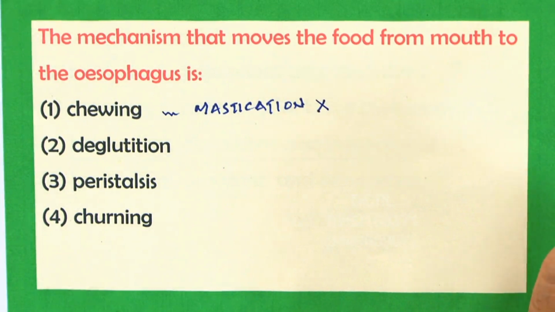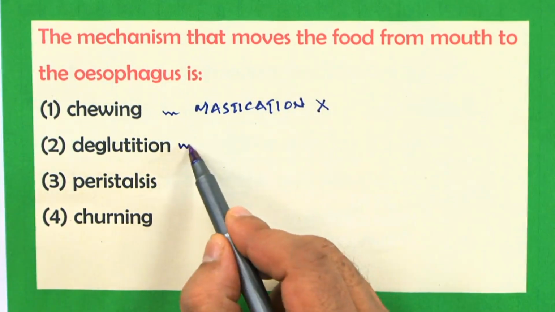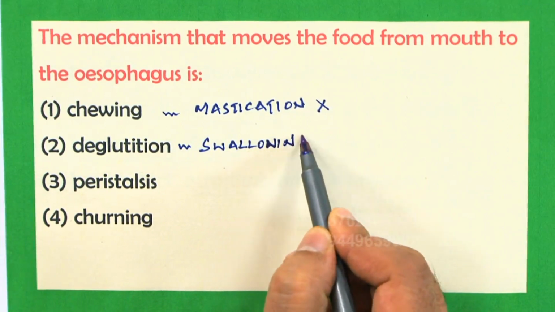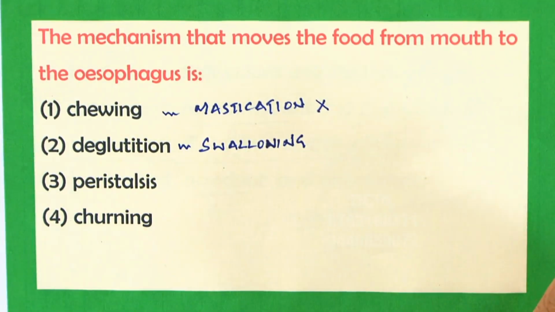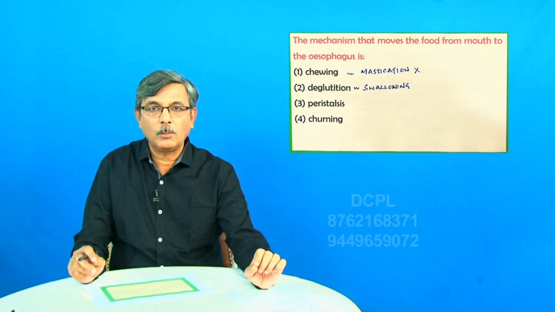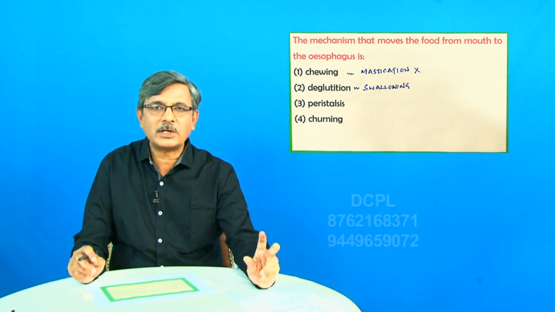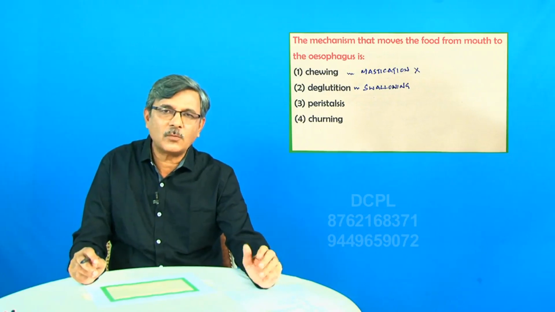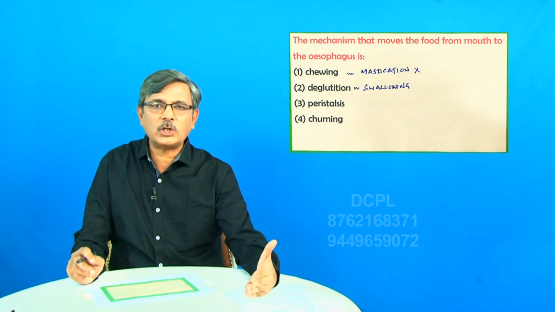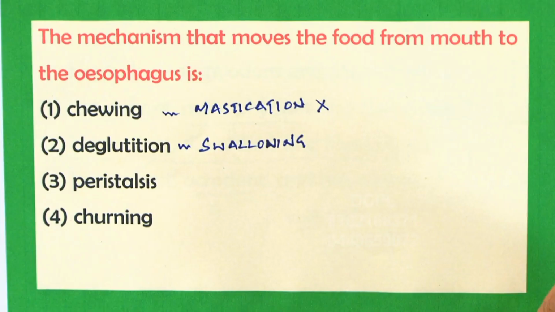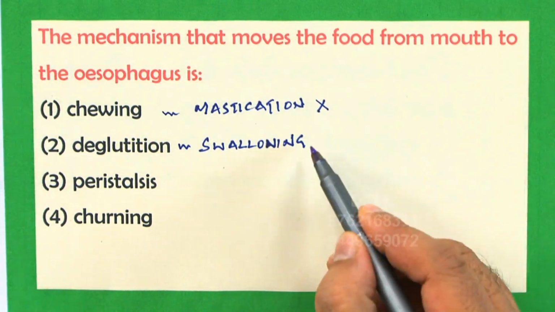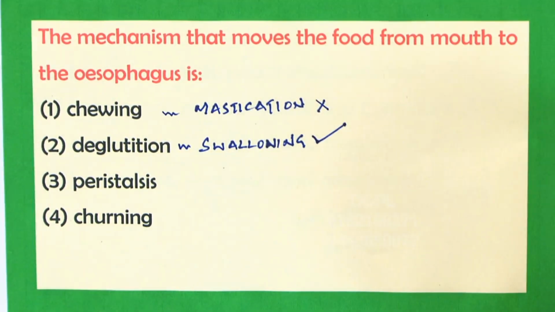Now let me come to the second option, deglutition. Deglutition is also called swallowing. What is swallowing? It is nothing but pushing of masticated food, bolus. Bolus is the masticated or chewed food ball or food mass mixed with saliva, pushed from the buccal cavity into the esophagus through the pharynx. So, here the question is the mechanism that moves the food from mouth to esophagus. Thereby, the answer deglutition is correct. Option 2 is the answer. Let me look into the other options.